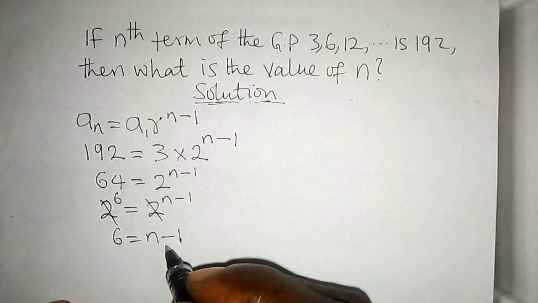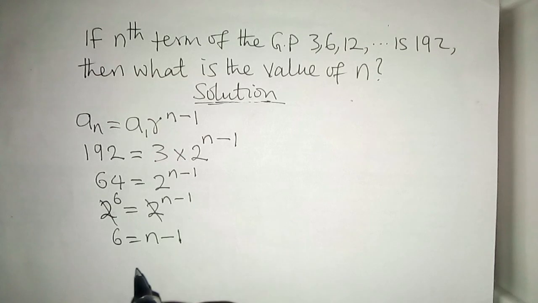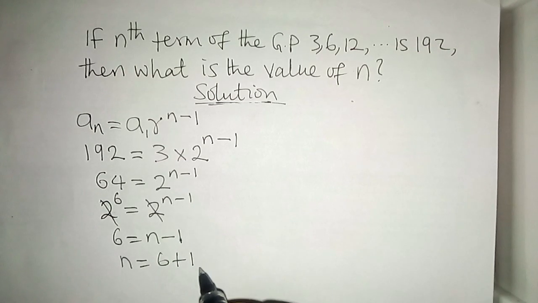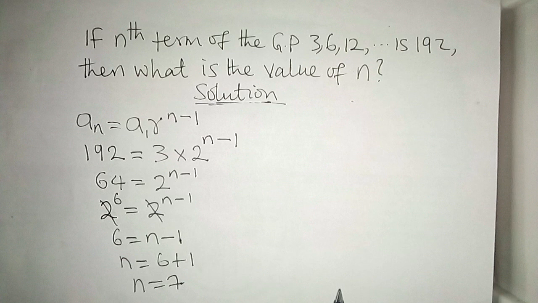Alright, so what we need to do now is to make n the subject of the formula. If we do that, it simply means that n equals 6 plus 1, which will give us 7. n is equal to what? 7. So this is our final answer. n is equal to 7.